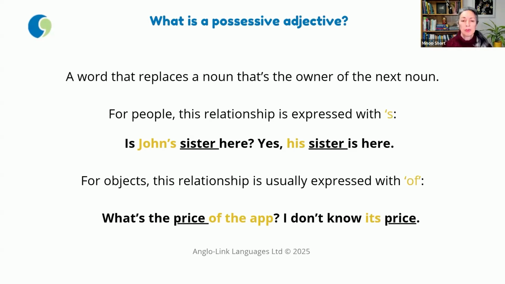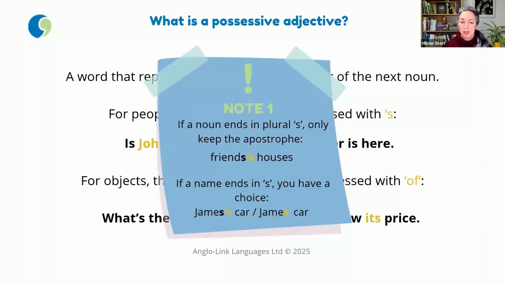Now, there are two important notes about possessive adjectives. The first note is that if a noun ends in plural S, we only keep the apostrophe. So friends, already a plural noun, we don't say friends's houses, friends' houses. The second S is dropped. Now, if a name ends in S, for example, James, we have a choice. We can keep the second S or we can drop it. So we can say James's car or James' car.